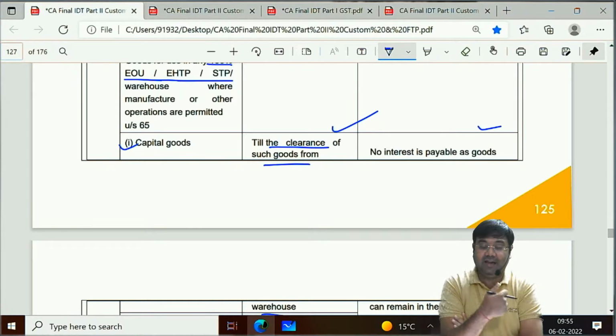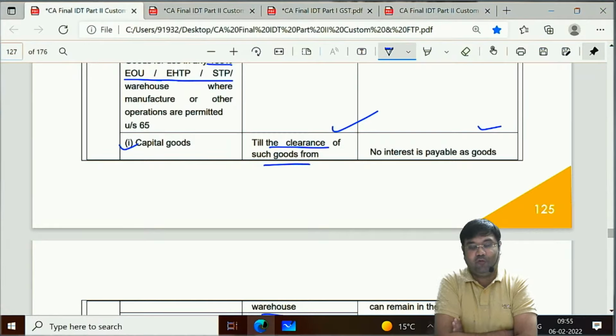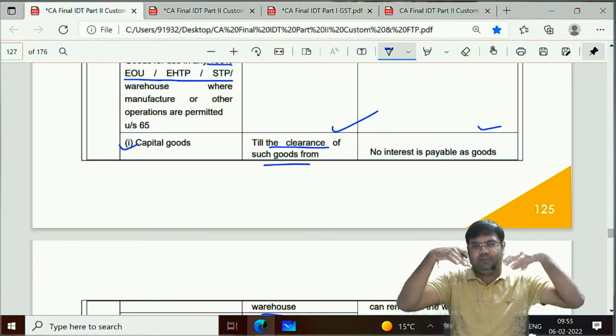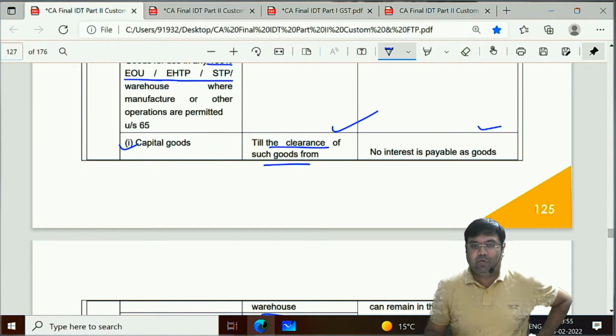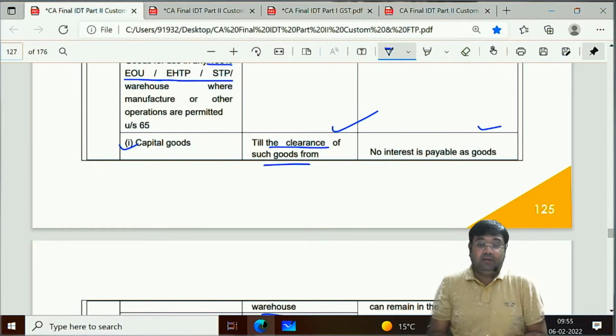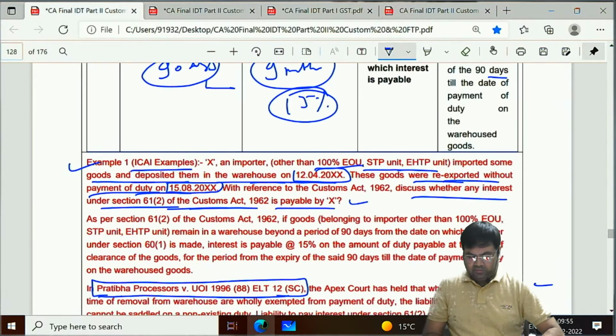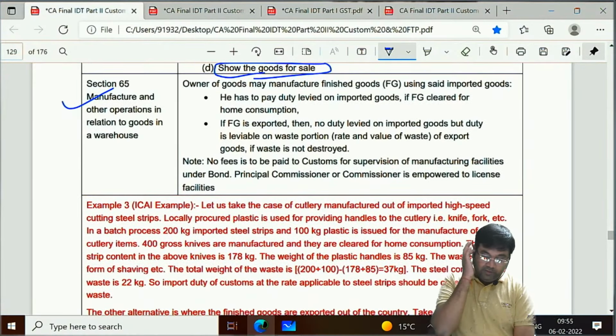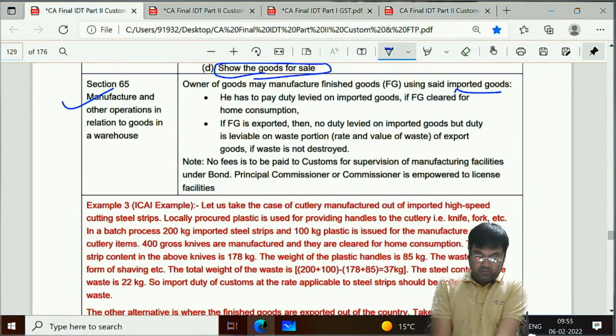In fact, let's say they are also importing German machinery for manufacturing. They are going to opt for warehousing. In that warehouse, there is going to be a structure for manufacturing. Let's say it may not be a sophisticated manufacturing process. Plain vanilla process is there. So easily it can be manufactured. Otherwise, if it's sophisticated, then you need to set up an entire factory. So they are going to manufacture and then they are going to export from there. So no need to pay duty. So the owner of the goods may manufacture finished goods using said imported goods. It's not like only EOU, STP; others can also do.